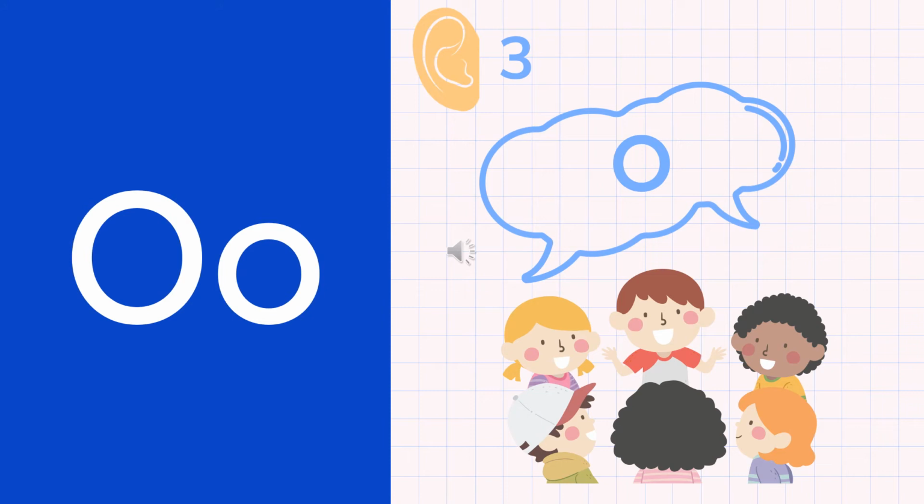This is the letter O. The letter O has three sounds. A, O, U. Please repeat after me. A, O, U.